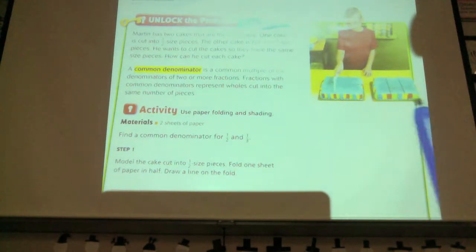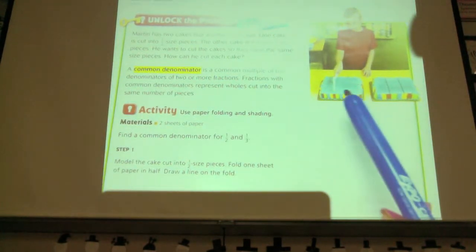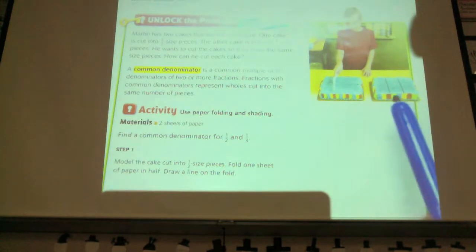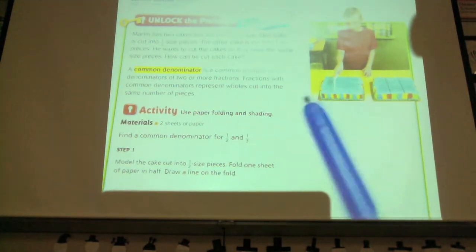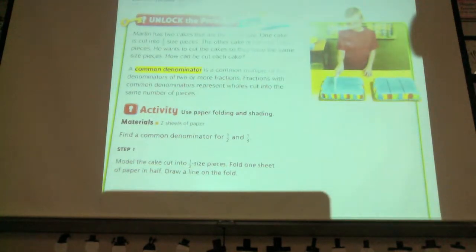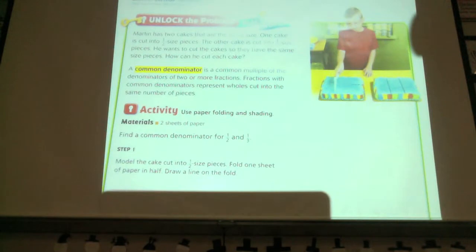So he already has one here that's cut into half and one that's cut into thirds. Do you see that? Now from this, he wants to cut the cake so that they have the same size pieces. Can he do that with these 2 cakes, even though they're in halves and thirds?